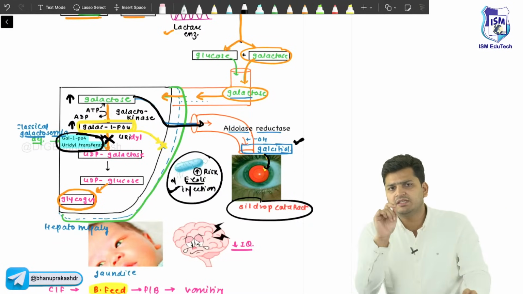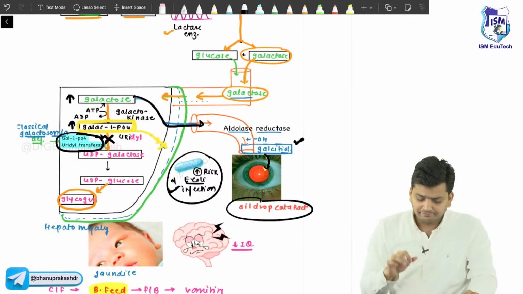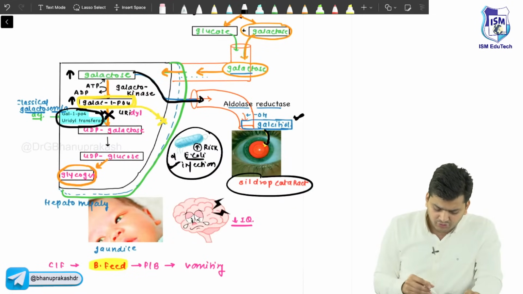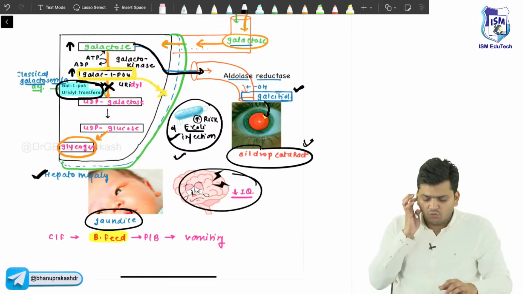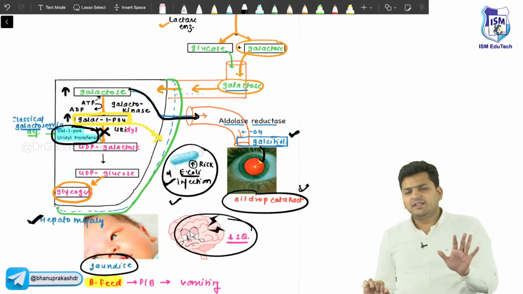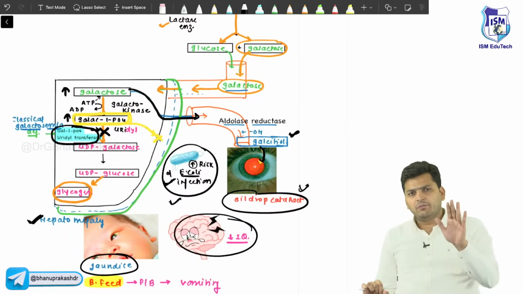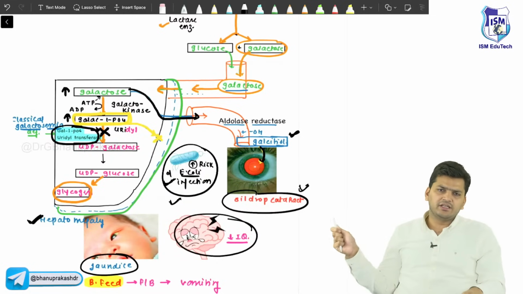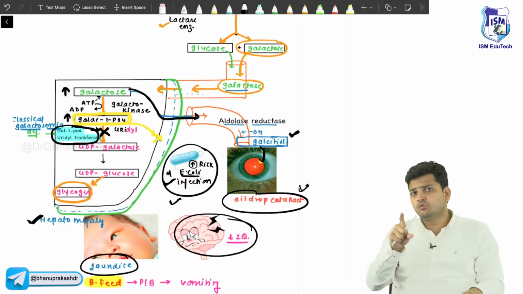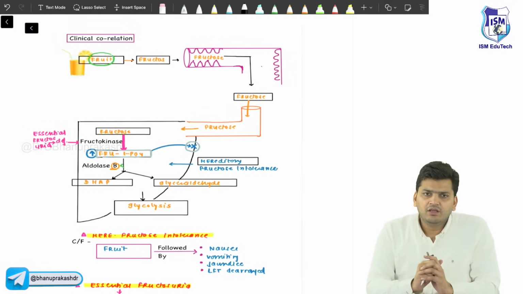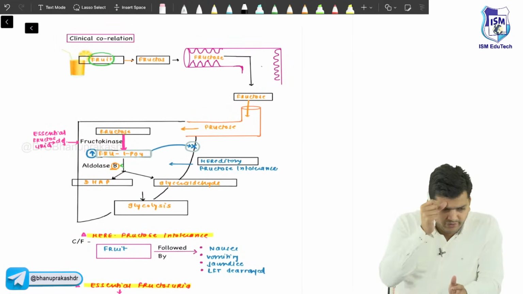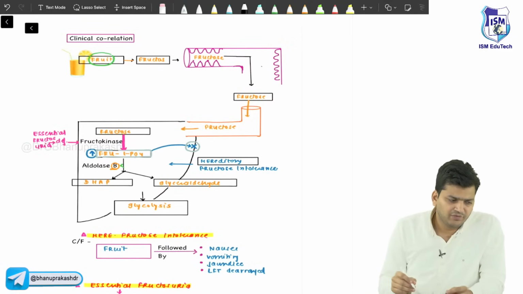Which is the enzyme deficiency? Uridyl transferase. Second, what are the things that will be there? There is going to be hepatomegaly, there is damage in the liver, so jaundice, oil drop cataract, E. coli infection, decrease in the IQ, all these things will be there. So it's very easy to diagnose. Breast milk followed by vomiting, galactosemia, the enzyme deficiency is uridyl transferase, the patient will have jaundice, decreased IQ, oil drop cataract. Oil drop cataract is due to galactitol. Done.